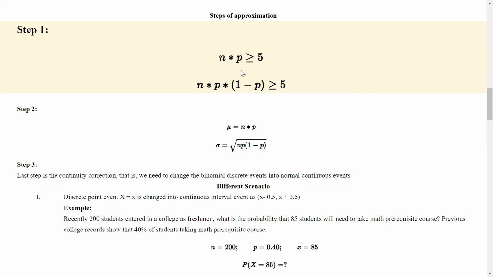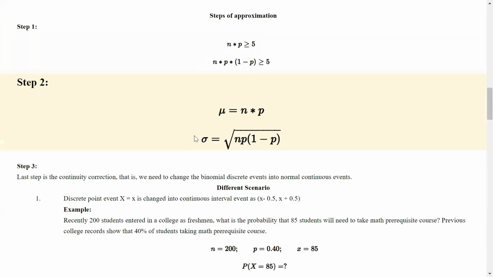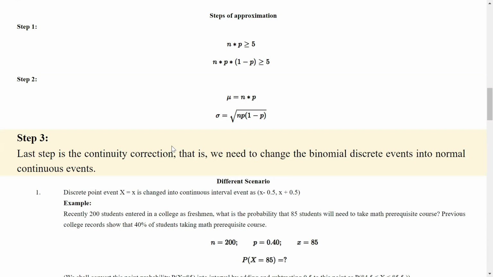In the first step, we need to check these binomial conditions, whether the product of the number of trials and probabilities are greater than or equal to 5. In the next step, we shall change the binomial parameters n and p into normal parameters mu and sigma using this relationship. The last step is the continuity correction. That is, we need to change the binomial discrete events into the normal continuous events.